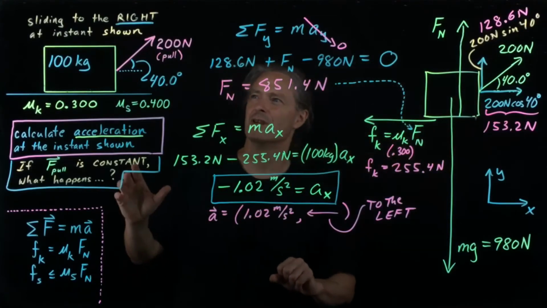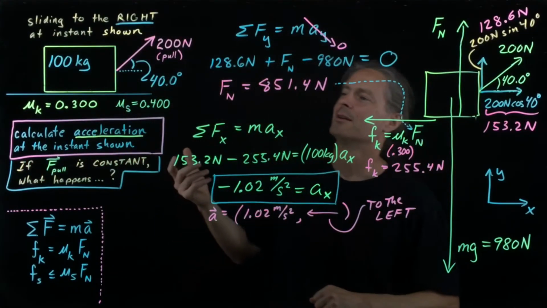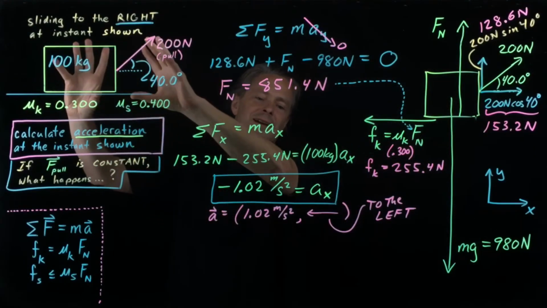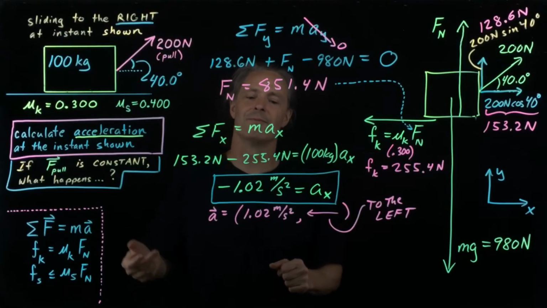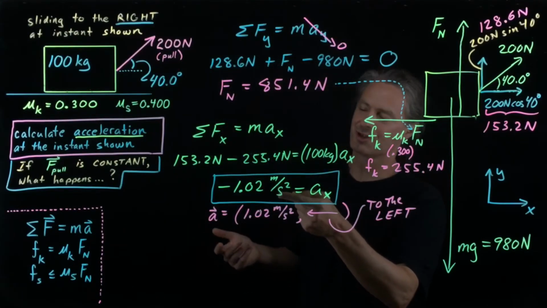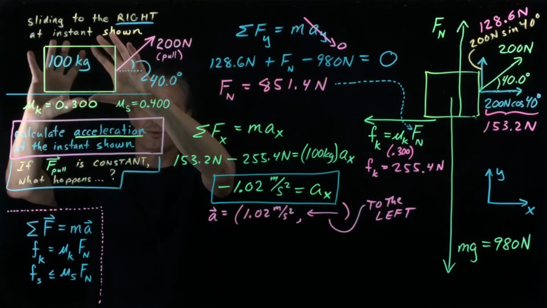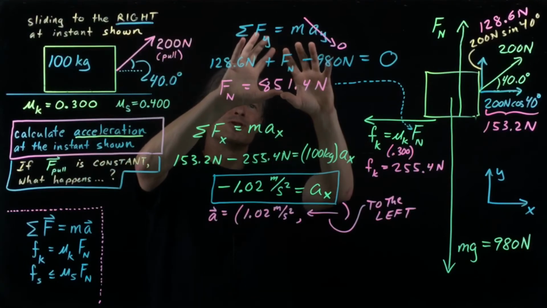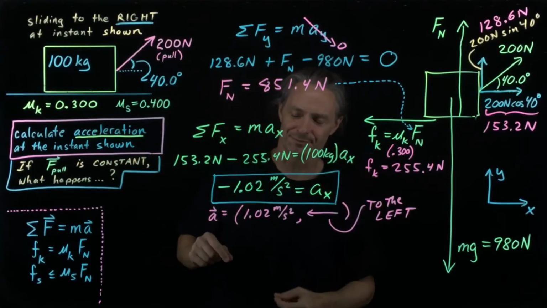So let's imagine if this object was sliding to the right with some velocity. Say it was sliding to the right at, I don't know, just imagine, 5 meters per second. Well, it loses 1 meter per second, roughly, per second of velocity. So each second, its rightward velocity will change by about 1 meter per second to the left.